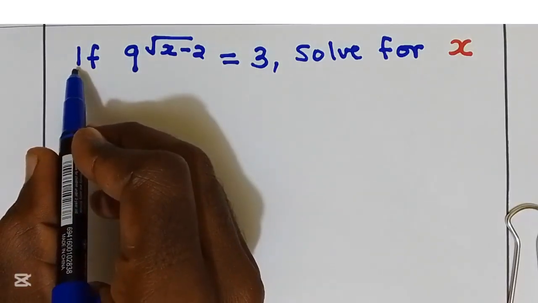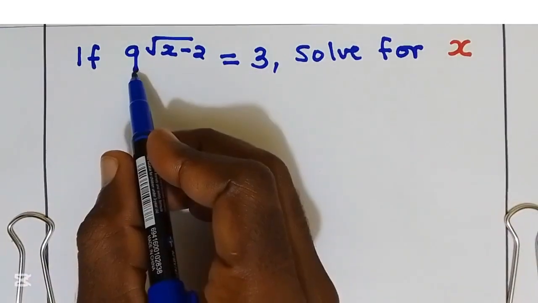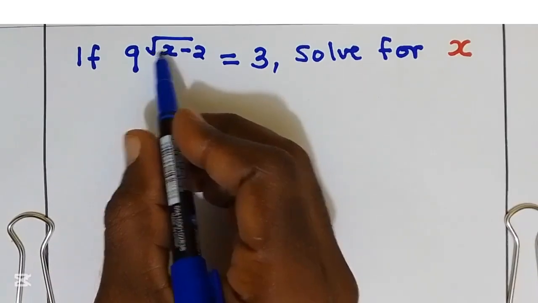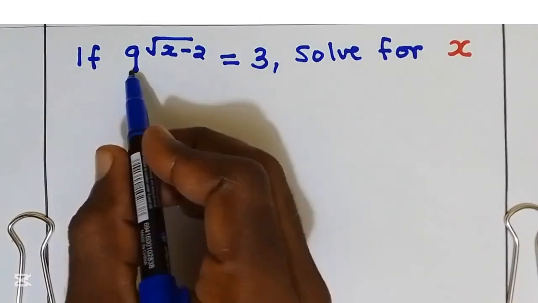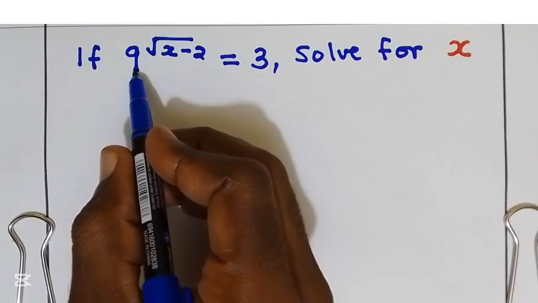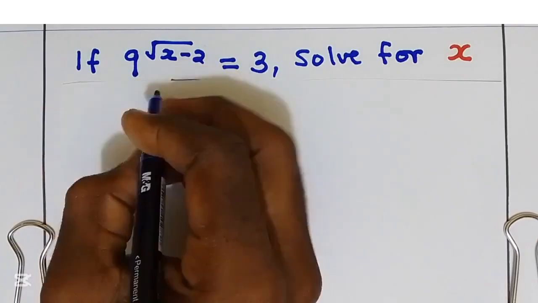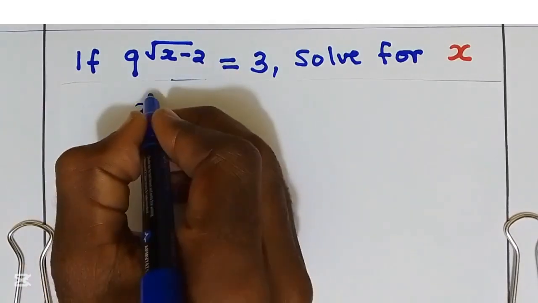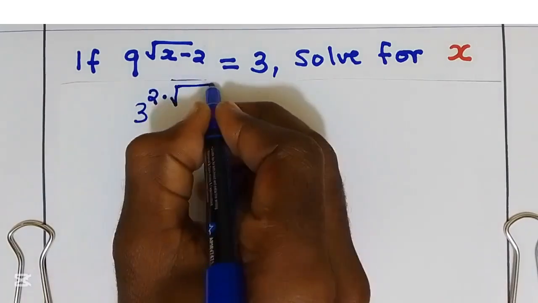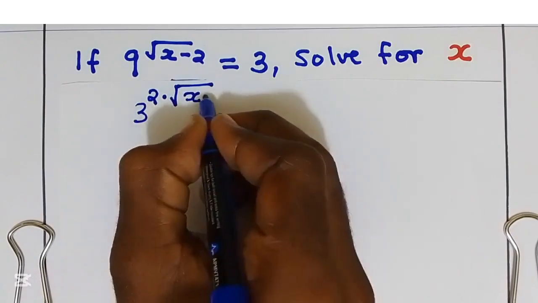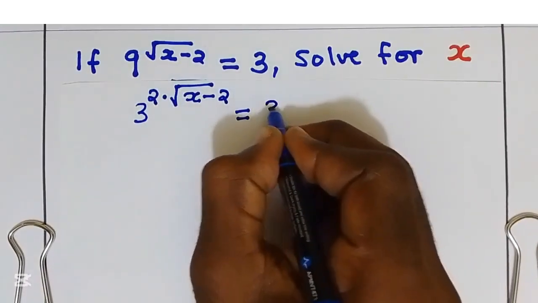Let's do question number 2. We are supposed to solve for x, and they have given to us 9 power square root of x minus 2 is equal to 3. First, I'm going to make 9 as base 3. 9 is the same as 3 power 2. So we have 3 power 2 multiplied by square root of x minus 2. This is equal to 3.